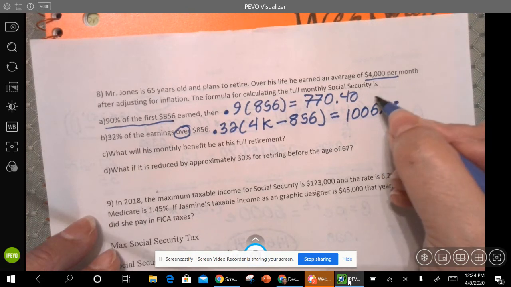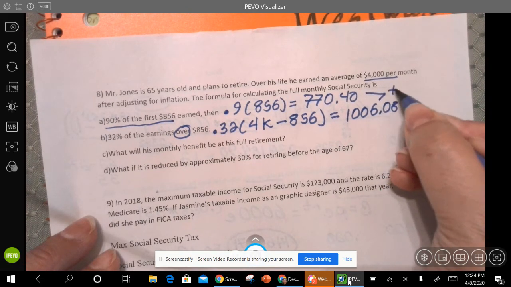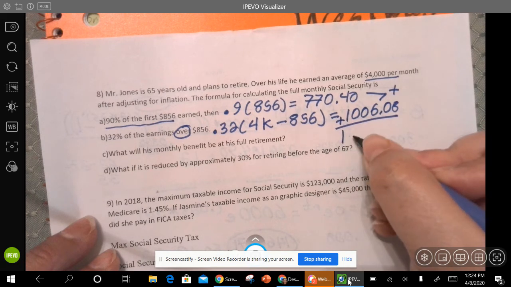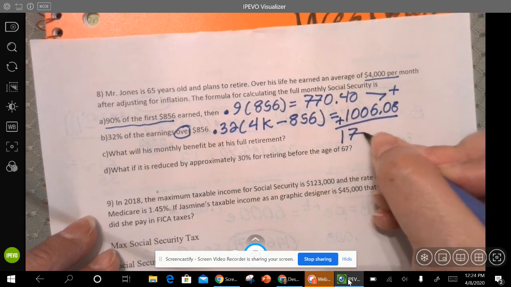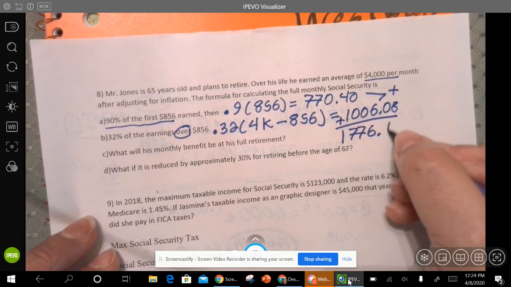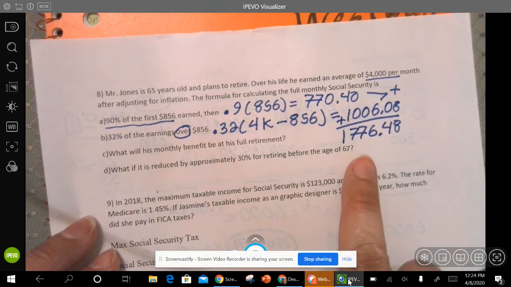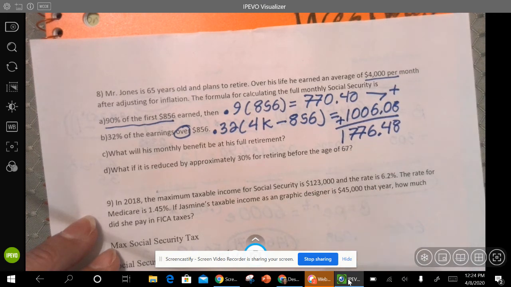Okay, now we're going to add those two together. So Mr. Jones is going to get $1,776.48. Okay, so that's if he retires when he's 67.